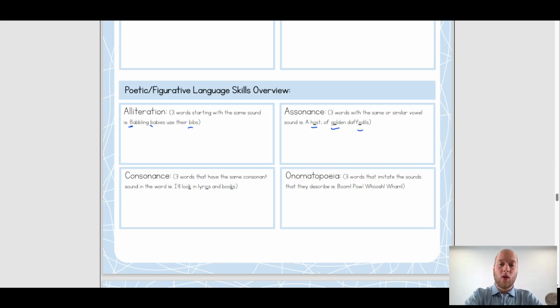We've got a host of golden daffodils. We've got o, o, oddils. O. Yeah? For consonance, well, then it won't be a vowel, it'll be a consonant.